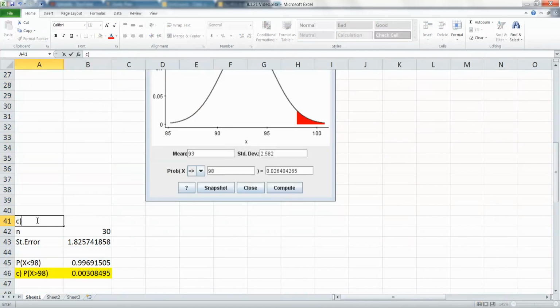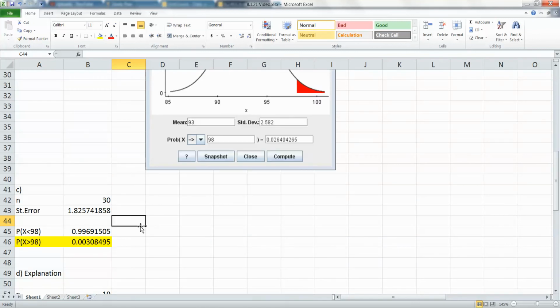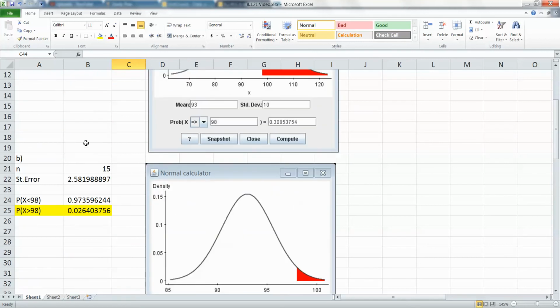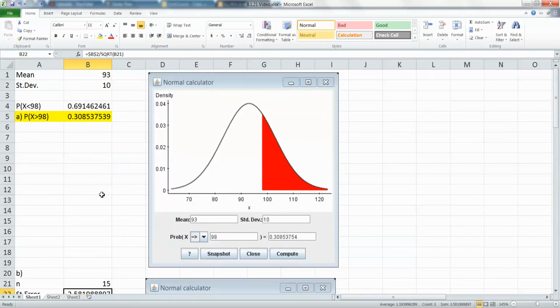So for part C, it's the same thing, but it's going to talk about 30 kids instead of 15. Right? It's the exact same problem. So what's the chances that 30 kids have an average that's 98 or higher? Okay, so instead of dealing with x's, we're dealing with x bars here, right? We're trying to get 15 kids to have an average of 98. Just think about this for a second. You could get a single kid to have a number over 98. That wasn't hard. That's like 31%, right?